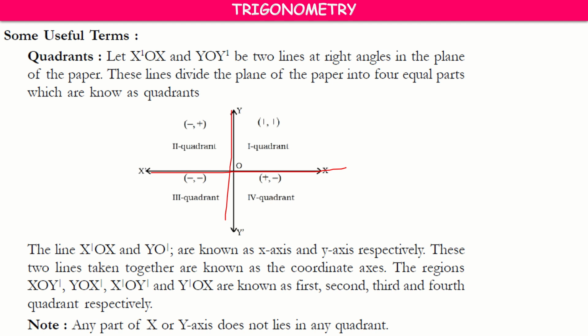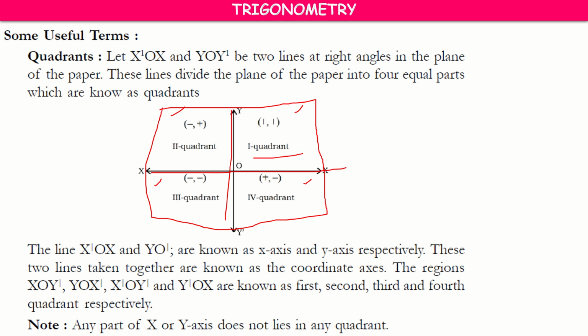And what actually this is nothing but a plane. This horizontal line and vertical line divide this plane into four equal parts. This is one part, this is second part, this is third part, and this is fourth part. Each part is called a quadrant. First quadrant, second quadrant, third quadrant, and fourth quadrant.